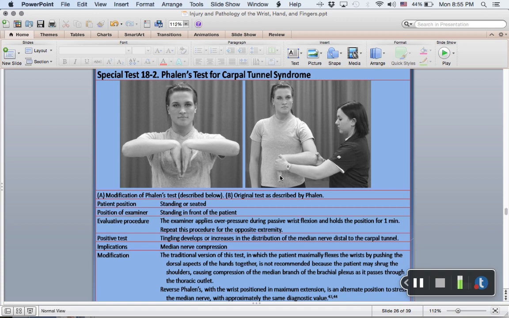A reverse Phelan's test is the dorsal side, so they would put their hands together almost like they're praying, and you can get a positive test that way as well.